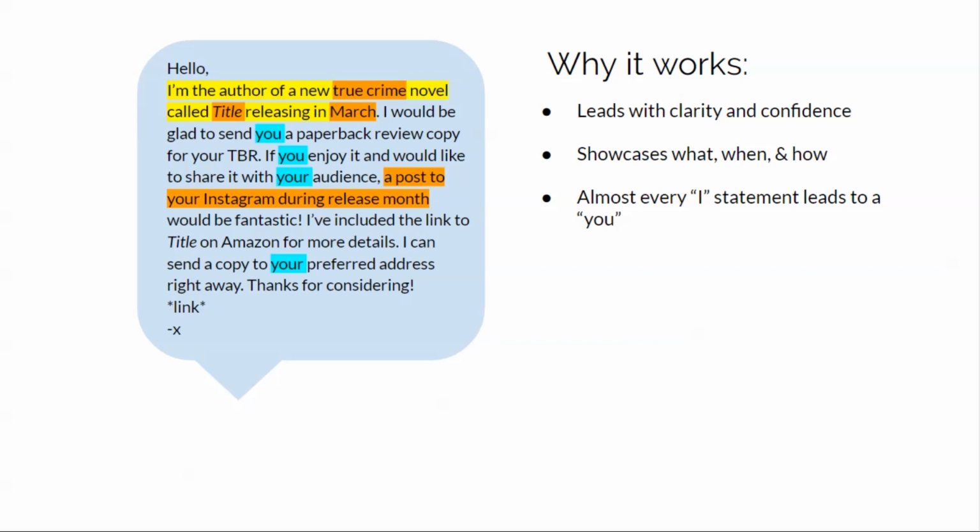This is something you can really keep in mind and pay attention to as you draft review request templates or even just simple DMs like this one. Ask yourself where the sentence is leading. If you are starting with I, make sure it leads to a you. For example, I would be glad to send you a paperback review copy for your TBR. And then at the bottom, with the last your highlight, it says, I can send a copy to your preferred address. That is leading with a gift. It's leading with an offer. And that's something you want to make sure you have at least a few of in your review requests. Make sure they know that this is about them.